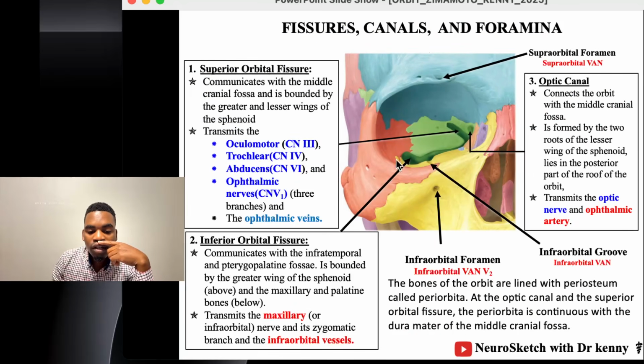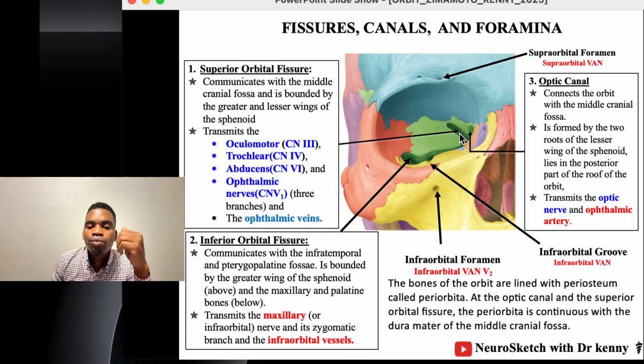So what is so important about this discussion is the foramina and fissures. This is worth noting, worth remembering. So you have the optic canal here, and the optic canal is for passing of the optic nerve and ophthalmic artery, and then you have a slit between the greater wing and the lesser wing of the sphenoid bone. And this is called the superior orbital fissure.